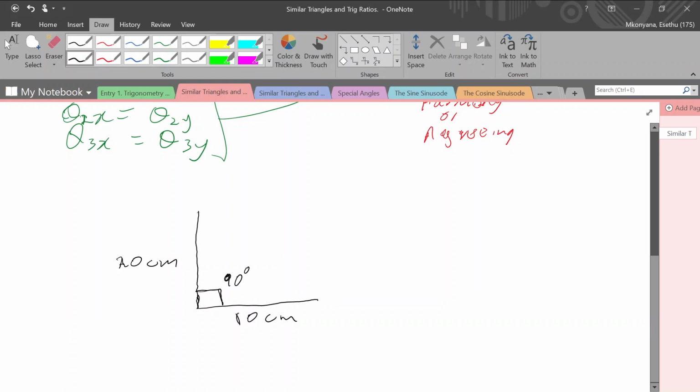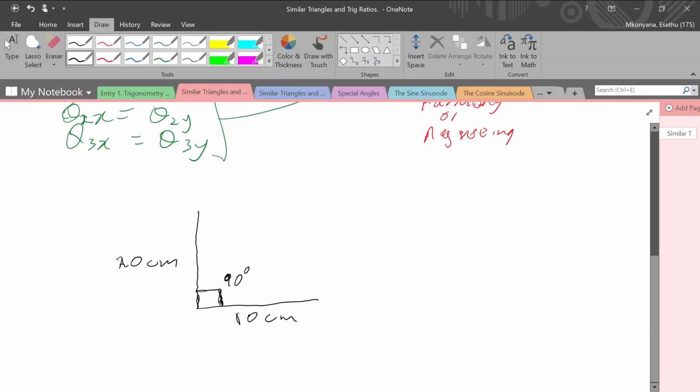If you have questions on how to make sure that angle is 90 degrees and how to use the protractor, you can post a question here below and I'll be able to assist you on how to use the protractor. I'll do a video on that if there are requests. But make sure that these lines here meet exactly at 90 degrees.